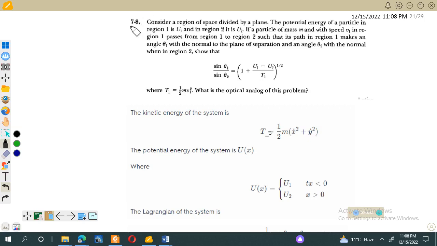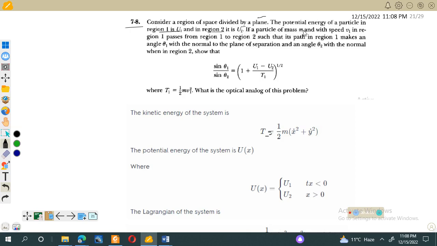In this lecture we will discuss the solution for problem 7.8. Consider a region of space divided by a plane. We have a region of space which is divided by a plane. The potential energy of a particle in region 1 is U1 and in region 2 the potential energy is U2.